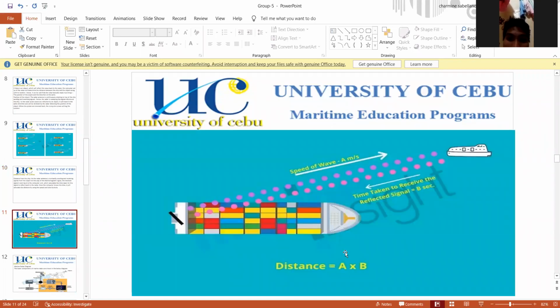So this is the illustration. The first one is the speed of waves, and the second is the time taken to receive the reflected signal. So to get the distance is simply A times B. Next.